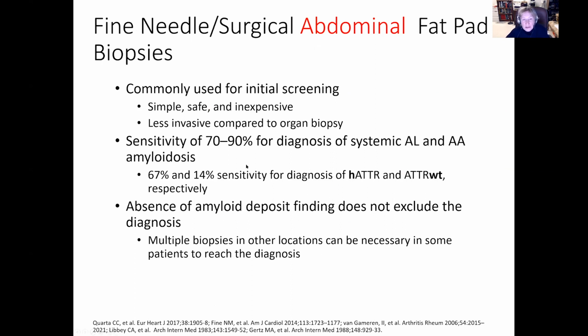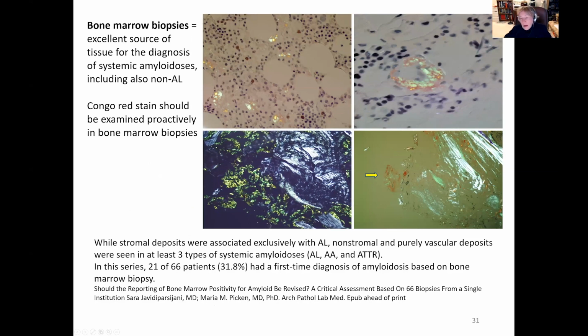Notice that there is a difference in sensitivity for diagnosis of different amyloid types, and fat biopsy works very well for light chain and AA, not so well for other types, okay? And finally, bone marrow biopsies are great. We do it for light chain amyloid, but I also want to emphasize that bone marrow biopsy specimen is actually a source of potentially diagnostic tissue.